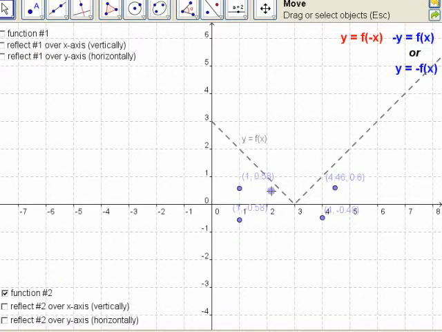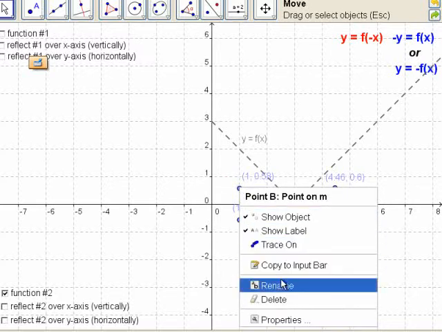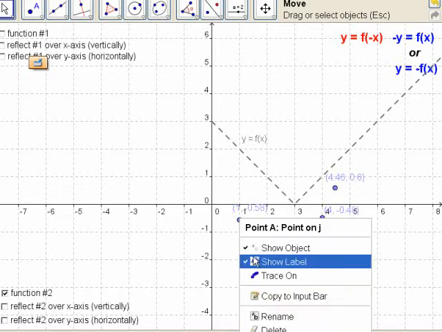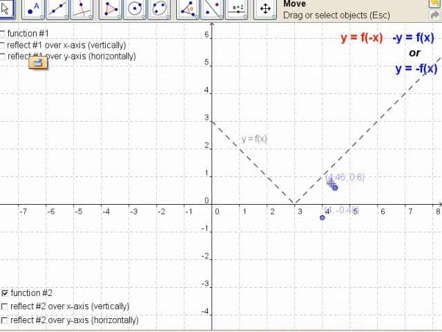Where is that going to reflect if I reflect it vertically? Where is that going to end up? It's going to end up underneath. Okay? You think so? So let's look at this.